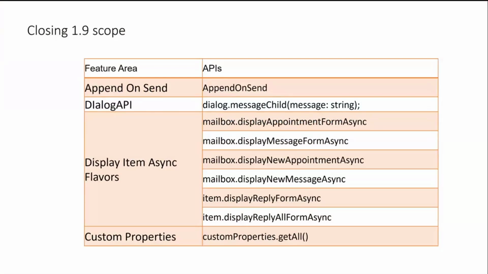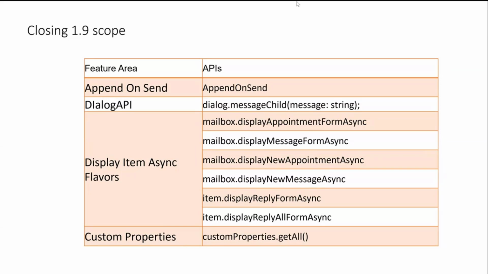So basically, what the team is working on right now is that we are closing the scope of our 1.9 release. So the new APIs that we are going to ship for the new JavaScript APIs, we are going to ship to Outlook. And the table that you see here includes currently the scope that we are thinking we're going to release. So it includes many functionalities that you've been asking for.